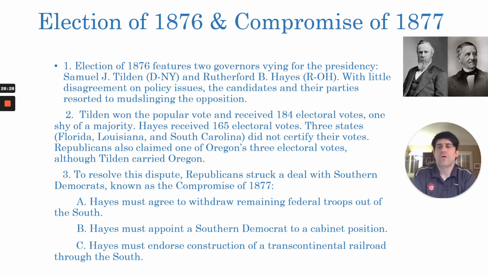Hayes and Tilden and the two parties didn't really disagree too much on significant policy issues, so that meant that the campaign wound up devolving into mudslinging, as the Republicans and Democrats basically argued about scandals and perceived slights and things of that nature. The Democrats accused the Republicans of being tied to their president at the time, Grant, and his scandal-plagued administration, while the Republicans blamed the Southern Democrats for seceding from the Union and starting the Civil War back in 1861.